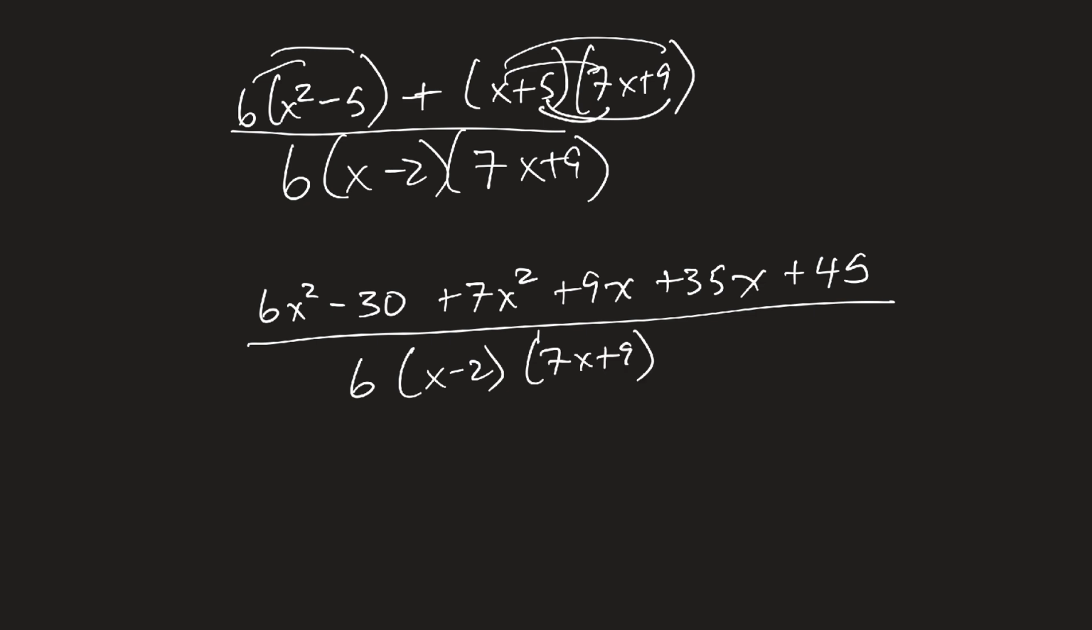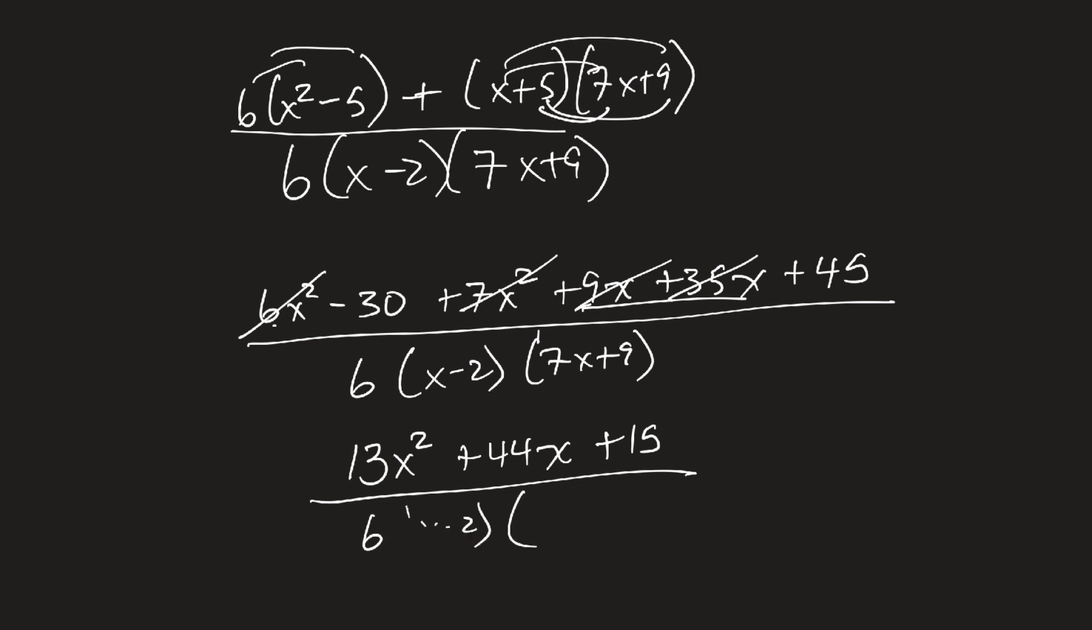Collecting stuff on the top, I think I'll have 7x squared. Oh no, there's a 6 there too. Whoops, forgot the 6. So 6 plus 7 would be 13x squared. X is here, that looks to be like 44x. And then minus 30 plus 45 is plus 15. All over 7x plus 9.